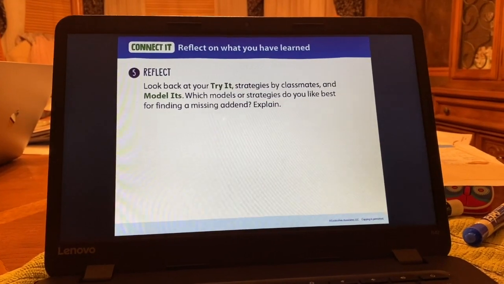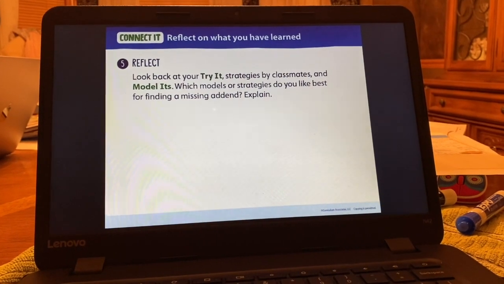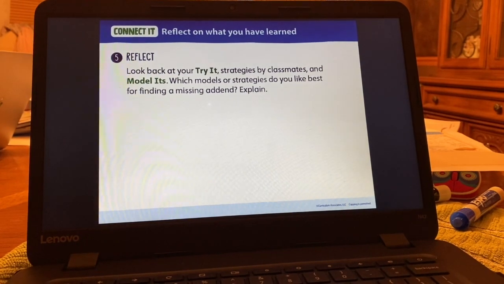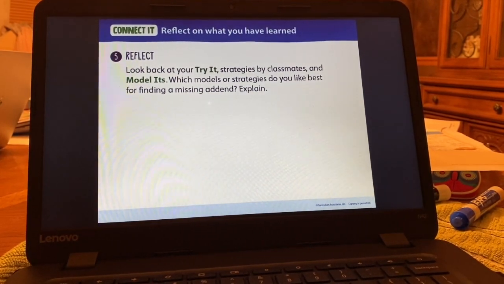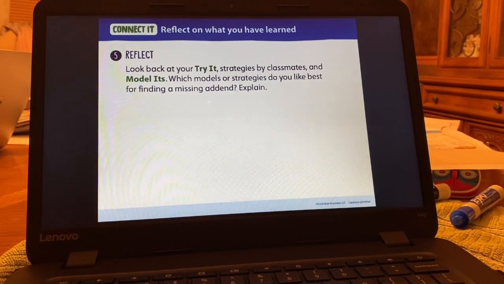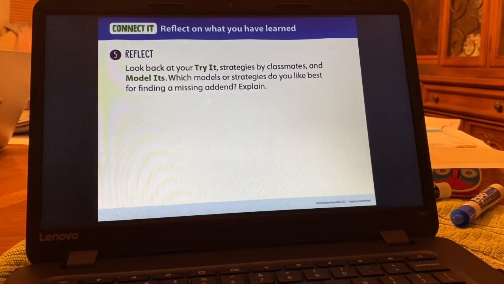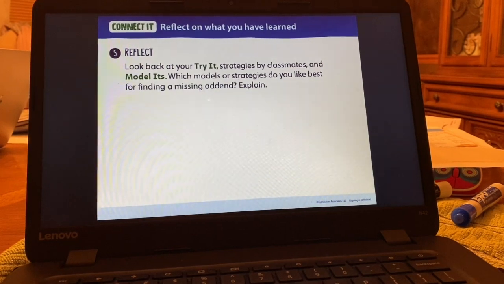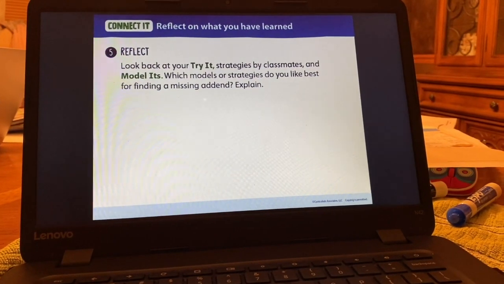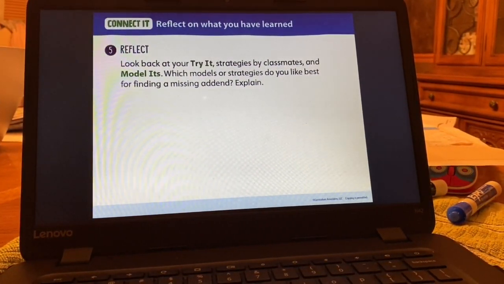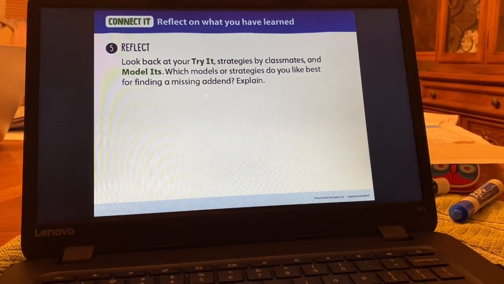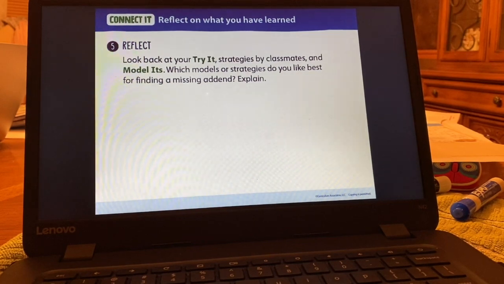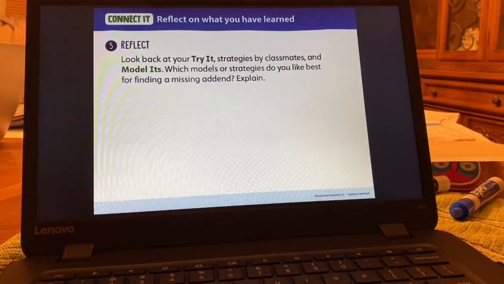Number 5. Look back at your strategies by classmates and model it. Which models or strategies do you like best for finding a missing addend? Explain. Okay, when I'm trying to find a missing addend, I like to use a number line because it helps me see the numbers I'm adding. Now, back when we were in classes together, that's what most of you had said. If that's the strategy you like to use, then write it. If you like to use a different strategy, write that. That's fine too.